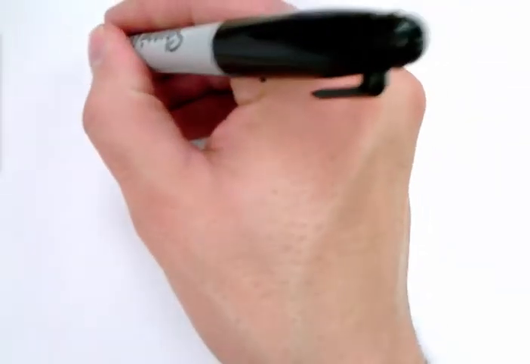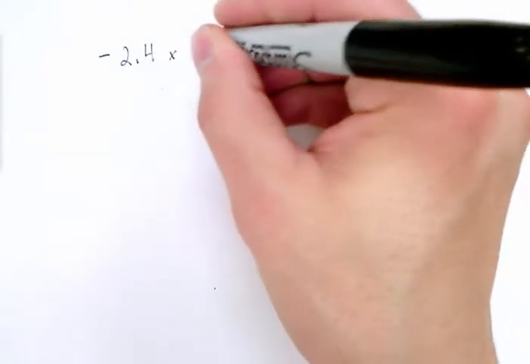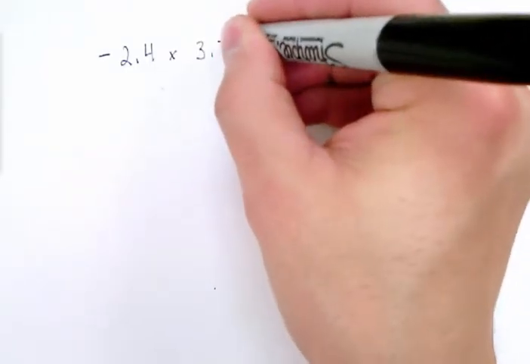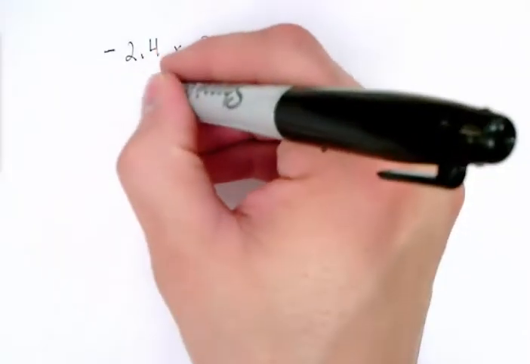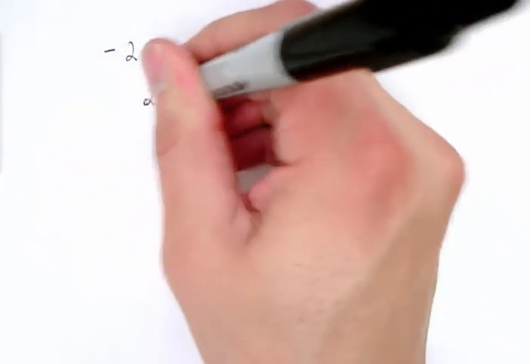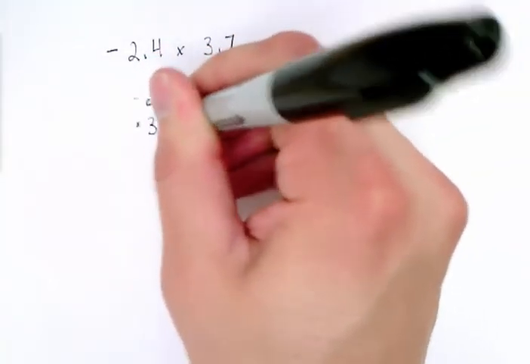Okay? So let's look at this one here. We're going to have negative 2.4 multiplied by 3.7. Okay? Now I look at this right here. We don't like it put out that way, so I'm going to have to rearrange it in a different way. So once again, I'm going to have 2.4 negative multiplied by 3.7.